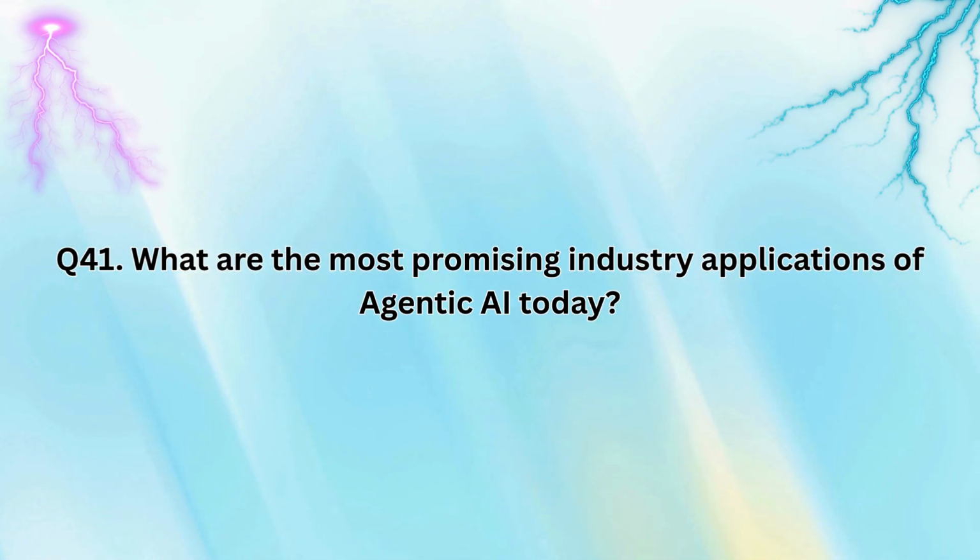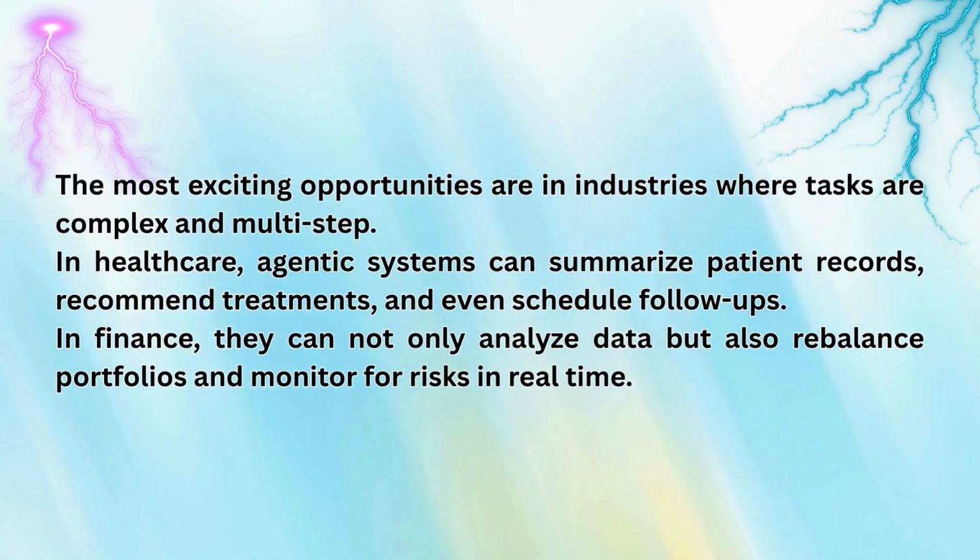What are the most promising industry applications of agentic AI today? The most exciting opportunities are in industries where tasks are complex and multi-step. In healthcare, agentic systems can summarize patient records, recommend treatments, and even schedule follow-ups. In finance, they can not only analyze data, but also rebalance portfolios and monitor for risks in real time.